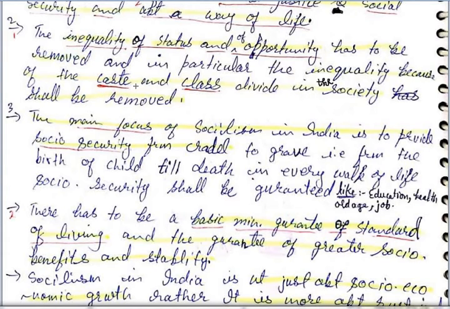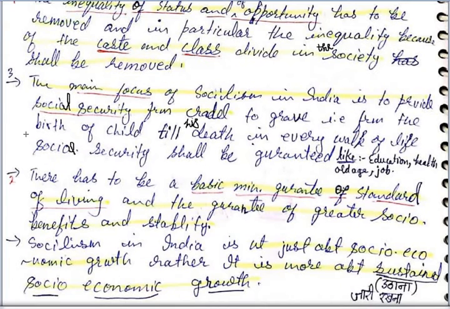So, inequality of status and opportunity has to be removed, and in particular, the inequality because of the caste and class divide in the society shall be removed. Third point is the main focus of socialism in India is to provide social security from cradle to grave, that is, from birth of child till his death, in every walk of life. Social security is guaranteed.